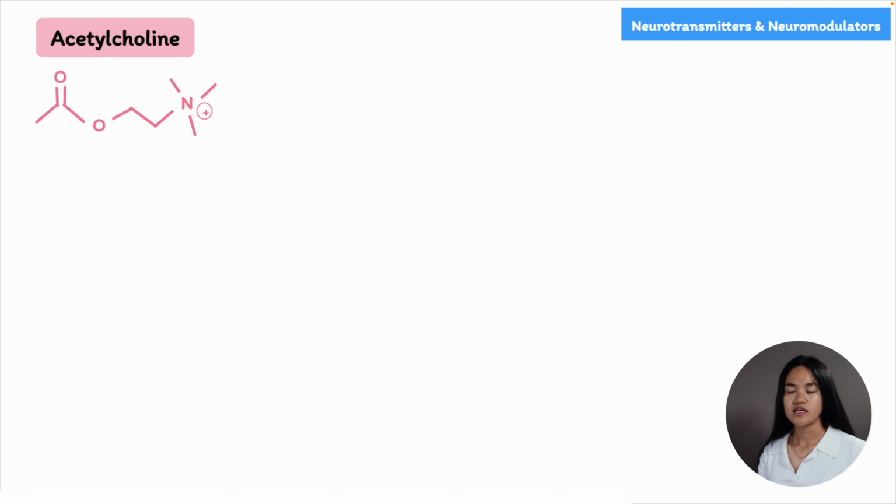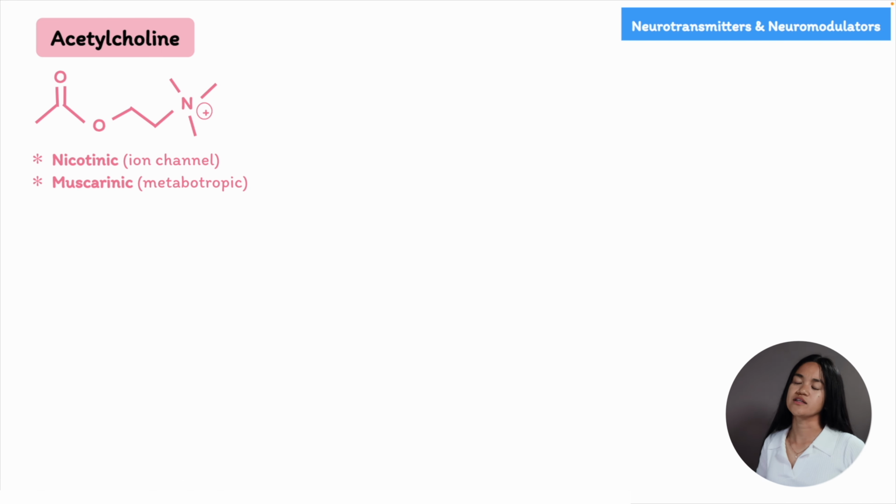Acetylcholine is a key neurotransmitter in the peripheral nervous system at the neuromuscular junction, where a motor neuron connects with a skeletal muscle cell. Neurons that release acetylcholine are called cholinergic neurons. And there are two main groups of cholinergic receptors. We have nicotinic and muscarinic.